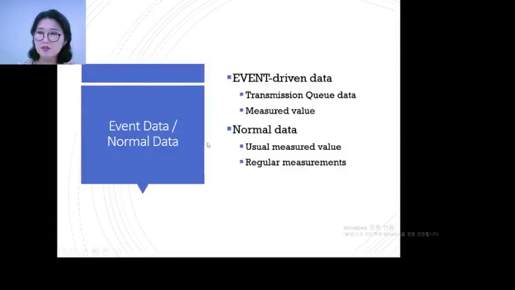Event-driven data is usually critical and urgent for transmission. What is event-driven data? It is also called priority data, such as an invasion, fire, or important breakdown. These data packets are usually called event-driven data in communication. Normal data is usual measured value and regular measurement.